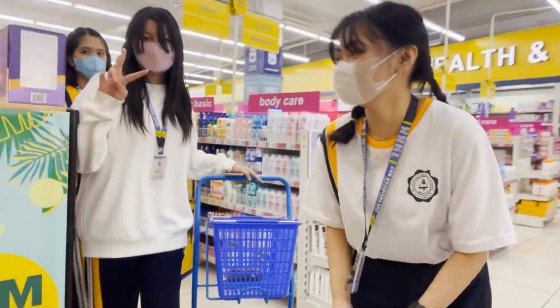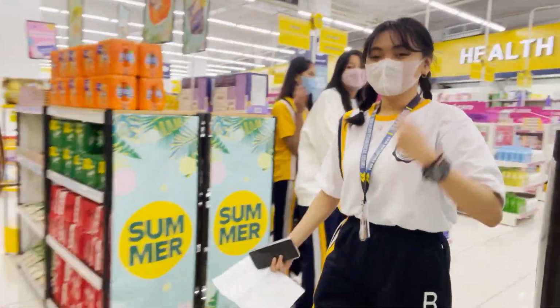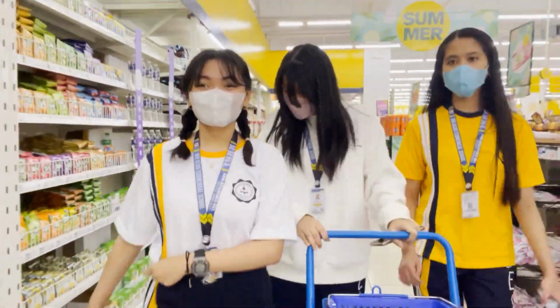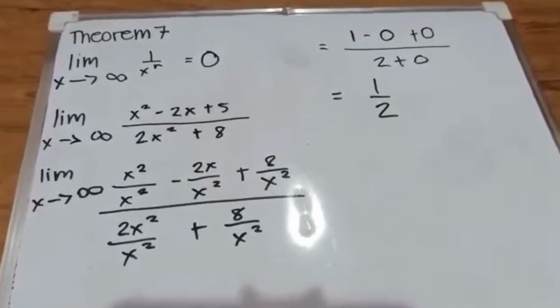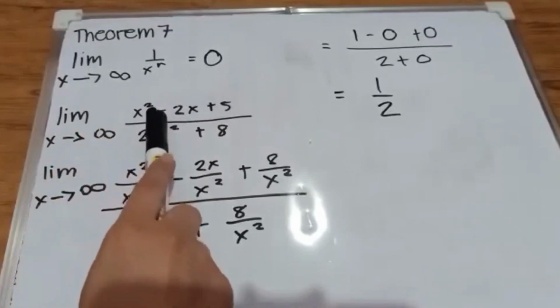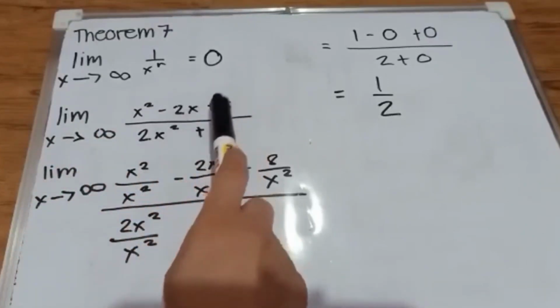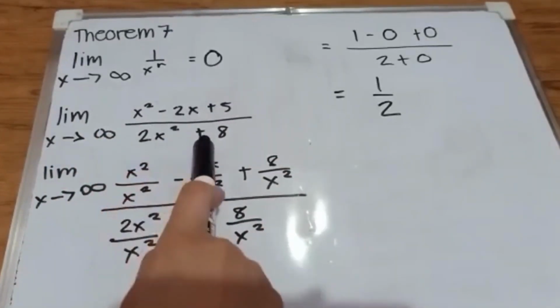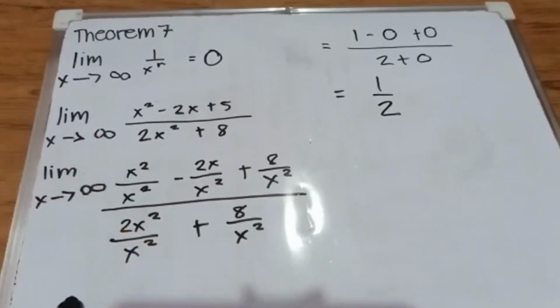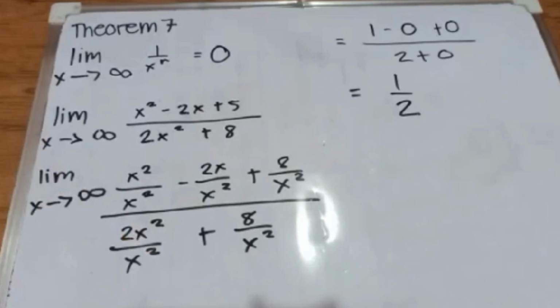And for our last theorem, which is theorem 7, we can't actually buy something that is 1/2. So here's our tutorial on how we solved for it. So this is how you solve theorem 7. Limit x squared minus 2x plus 5 over 2x squared plus 8 as x approaches infinity. All we have to do is distribute the highest exponent.